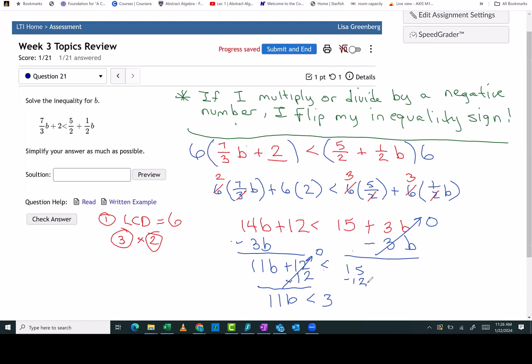And last, I have 11b is less than 3. I divide both sides by 11. I cancel. I get b is less than 3/11ths. And that is my final answer.